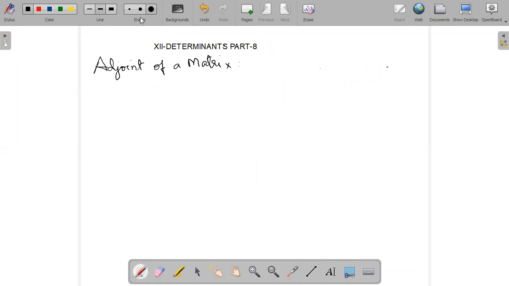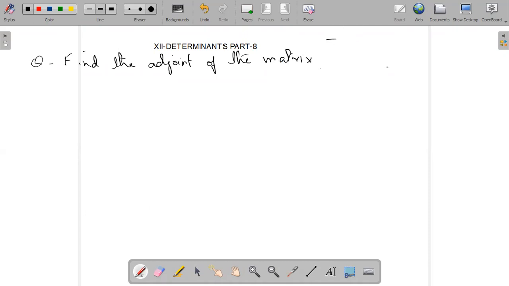Find the adjoint of the matrix with rows 1, minus 1, 2; 2, 3, 5; and minus 2, 0, 1. Find the adjoint of this matrix.